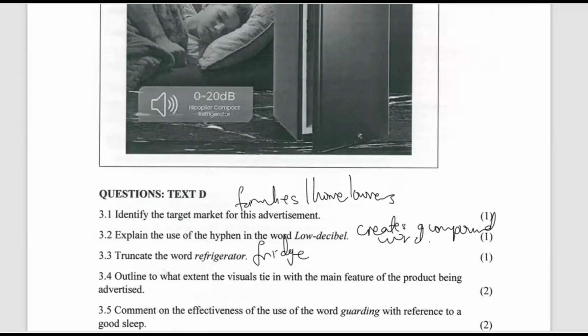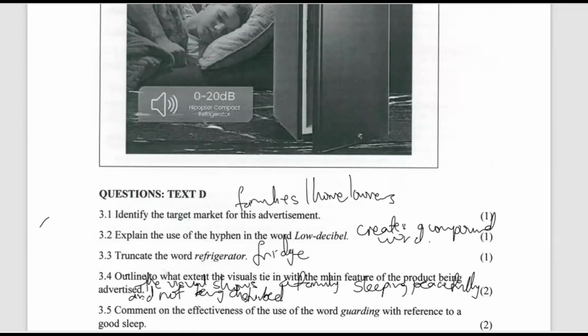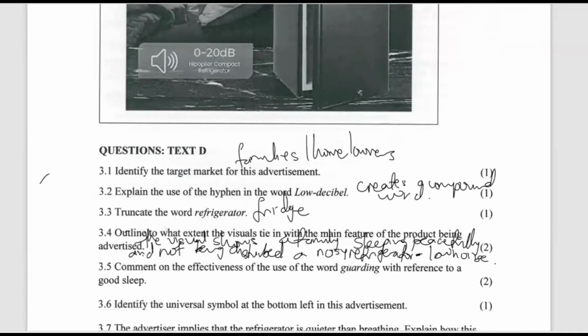Outline to what extent the visuals tie in with the main feature of the product being advertised. The product, I believe, is a silent fridge. So a family sleeping peacefully, the visual shows a family sleeping peacefully, not being disturbed by a noisy refrigerator. I believe what it shows is the low noise from the fridge. That's the main feature. Low noise is the quality that it is being advertised for.